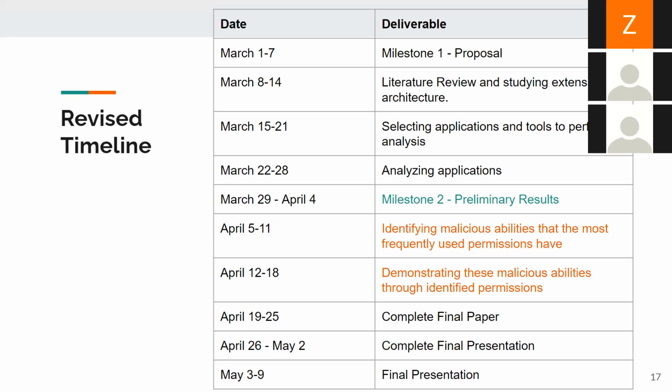For this week, we will look into identifying malicious abilities that the most frequently used permissions have. Next week, we will try demonstrating these malicious abilities through identified permissions by developing malicious extensions of our own. We will then spend 2 weeks to complete our paper and final presentation, and then deliver our presentation in the first or second week of May.